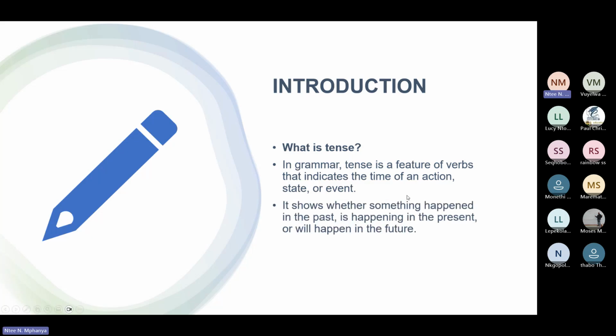It shows whether something happened in the past or is happening in the present, or an action will happen in the future. Tense is important for conveying the time-related information of a sentence. Now let's look at individual verb tenses. We start first with simple present tense.